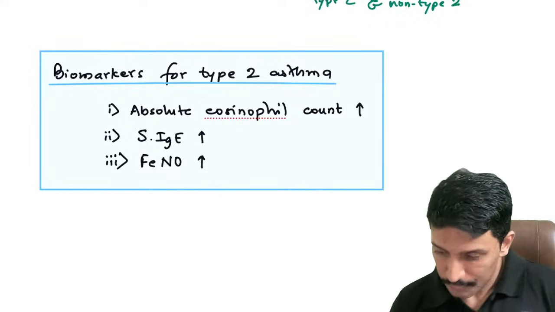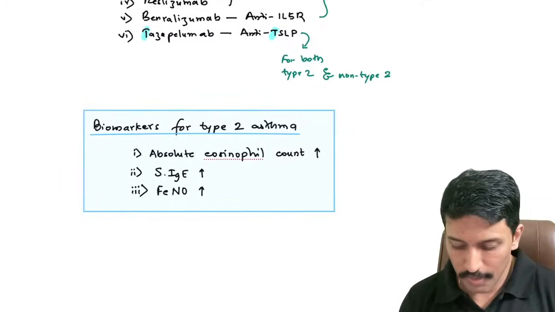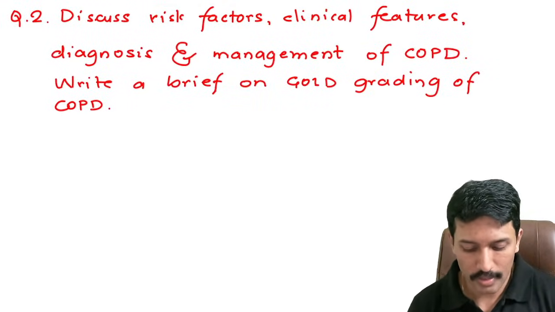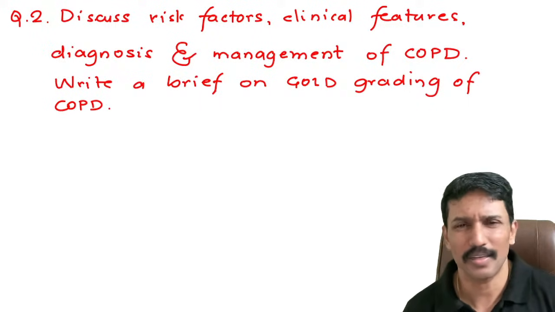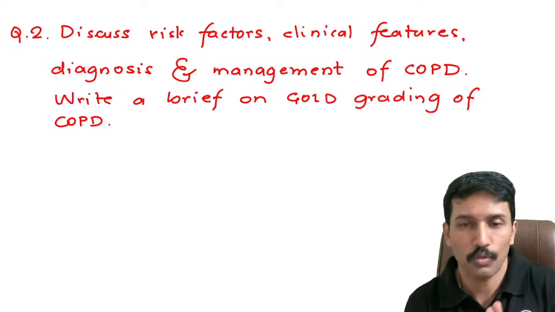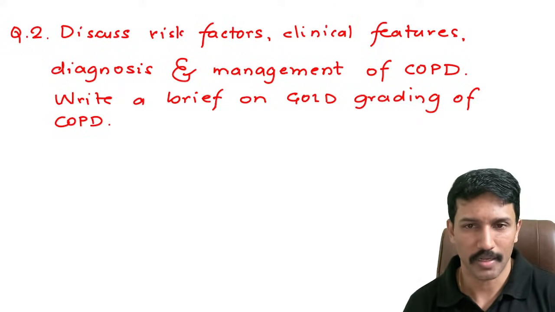Now let's go to the, I will cover ILD as well. Okay. So now let's go to the next question, which is on COPD. The question may go like this: discuss the risk factors. In asthma, they may not ask you to talk about risk factors, but in COPD, well-established risk factors are there. So they expect you to discuss risk factors, clinical features, diagnosis and management.